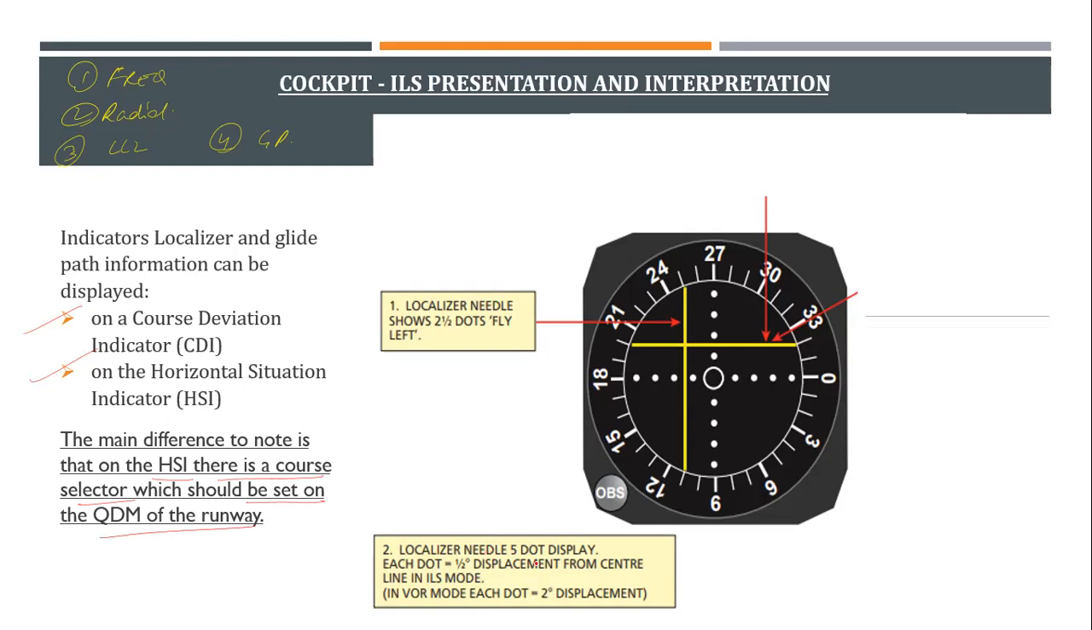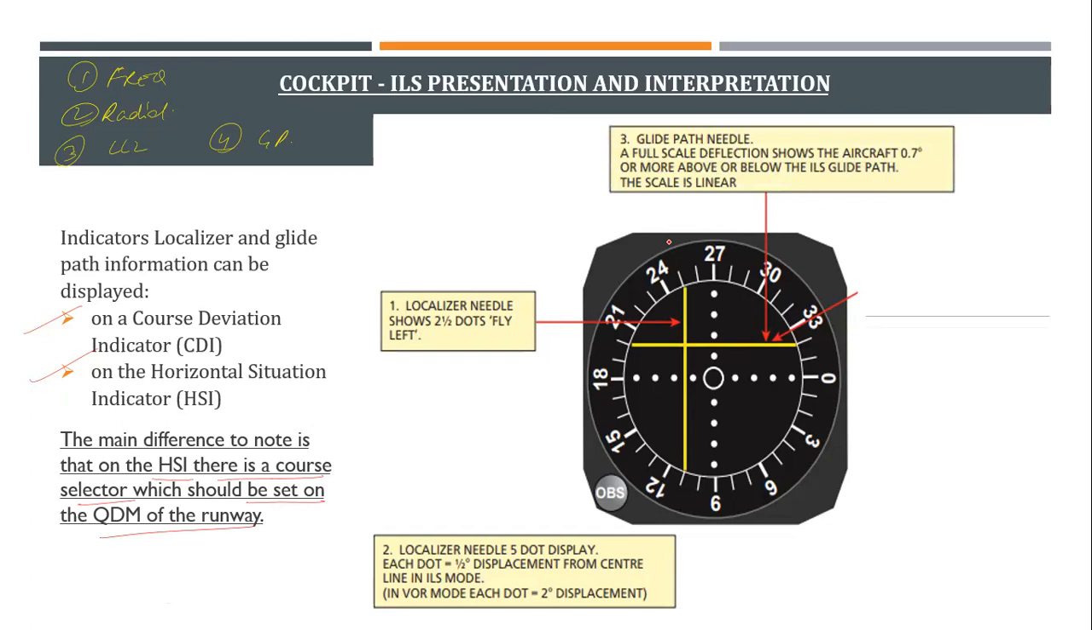VOR you just use for navigation. Even if you have a 1 degree, 2 degree error, you will not hit any obstacle. But ILS is used for landing. You need to remember that. You can see the glide path signal needle also. This is the glide path needle. This will move up and down. And this one is the localizer. It will go left and right.